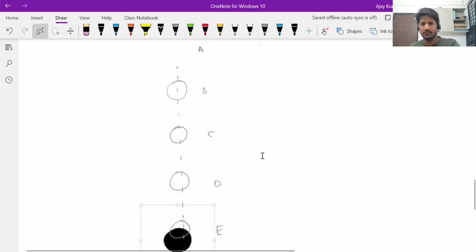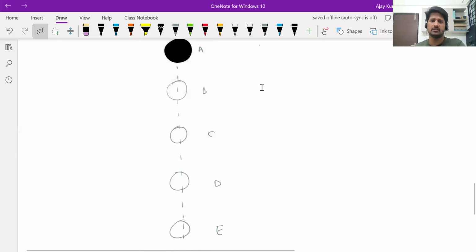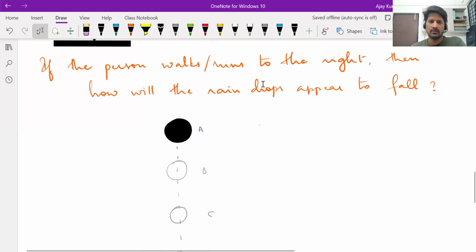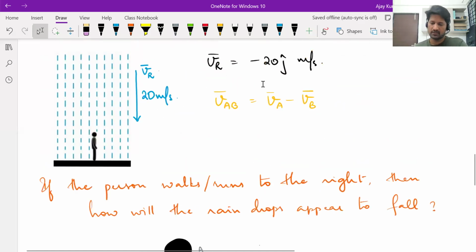Yes. Okay, obviously, when you move to the right, the circle would have shifted to the left also. Fine. Do all of you agree with this? Any confusion in this? Okay. So see what is happening here is the person is moving to the right. Let us assign some velocity to that person. Let's say some 4 meters per second.